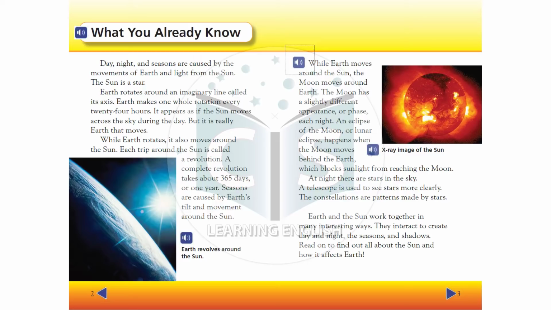Earth and the Sun work together in many interesting ways. They interact to create day and night, the seasons, and shadows. Read on to find out all about the Sun and how it affects Earth. X-ray image of the Sun.